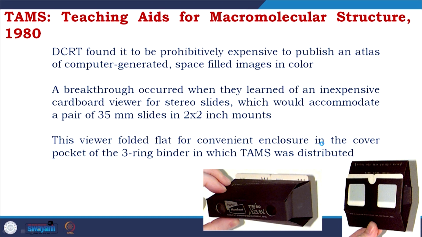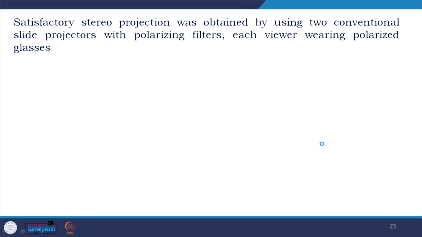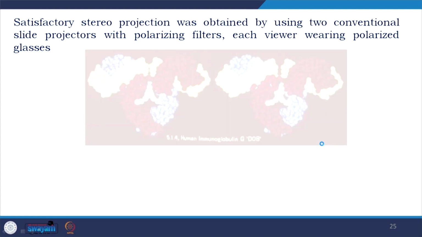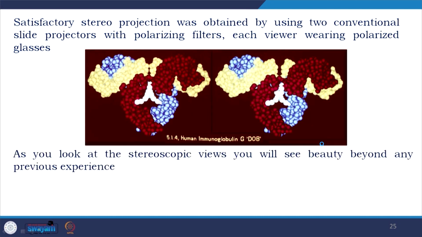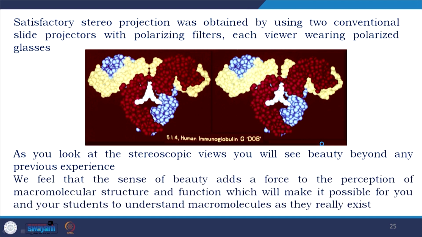So, even when you get the publication, you get the journal, you get the viewer in the package. So, you could see the protein, you could get the stereo-specific view. Satisfactory stereo projection was obtained by using 2 conventional slide projectors with polarizing filters, each viewer wearing polarized glasses. This is how it could look, the human immunoglobulin G. As you look at the stereoscopic views, you will see a beauty beyond any previous experience. So, that was the revolution.